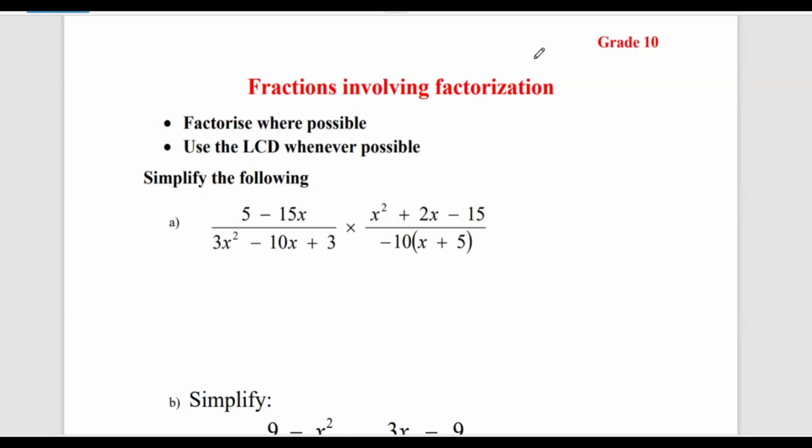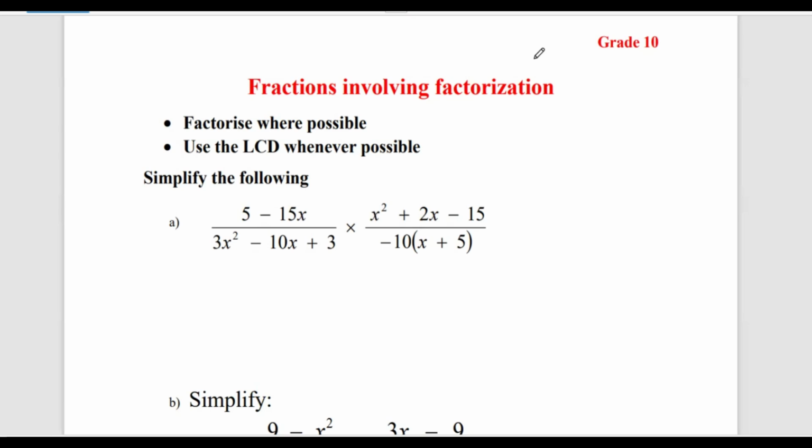So in this video today, we're going to be looking at fractions that involve factorization. When questions are asked, they're not going to tell you that these are fractions that involve factorization. You just have to know. When you see a trinomial, or two terms with something common, and in most cases, for as long as it's a question dealing with fractions, what must come into your mind should be factorization.